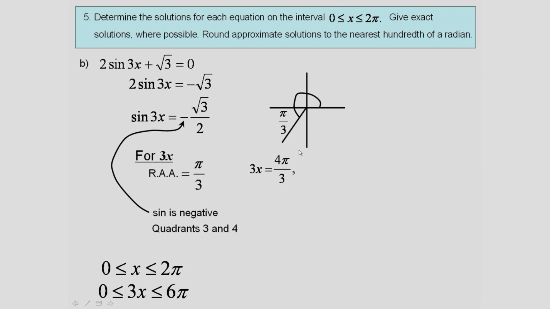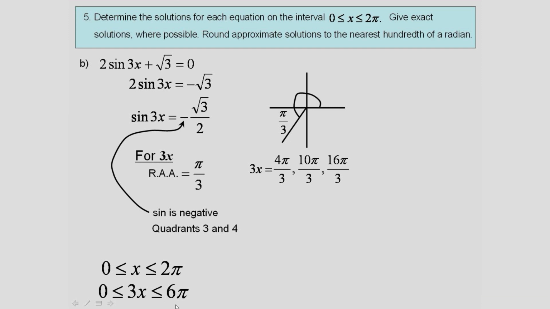What does that mean in terms of our answers over here? Well, if we were to add a full rotation to this, we'd end up in the same spot. That'll give us another answer, and as long as it's not over 6 pi, we can use it. Now, a full rotation is 2 pi. So if we're currently at 4 pi over 3, and we add another 2 pi, what do we get? Well, 2 pi can be written as 6 pi over 3. So if we take 4 pi over 3, and we add 6 pi over 3, we get 10 pi over 3. And we can actually add another 2 pi, which would be another 6 pi over 3, giving us 16 pi over 3.